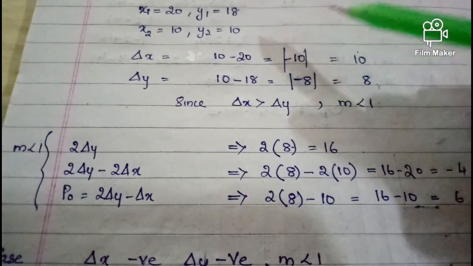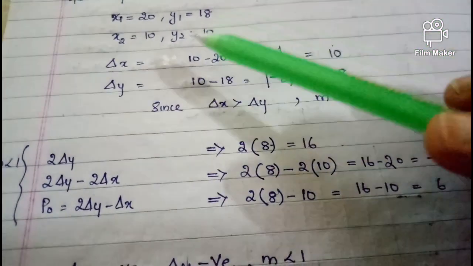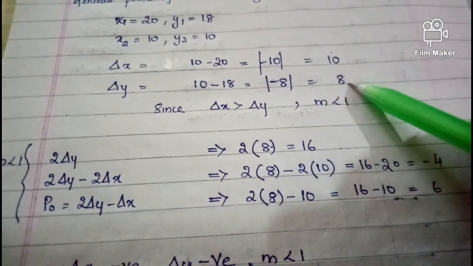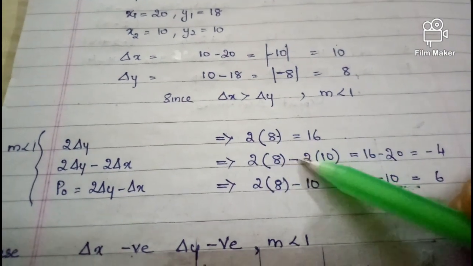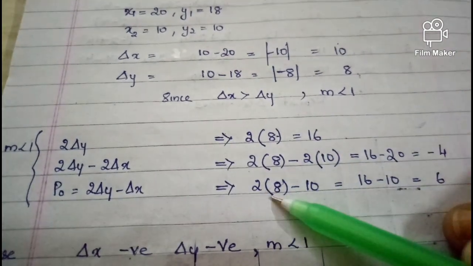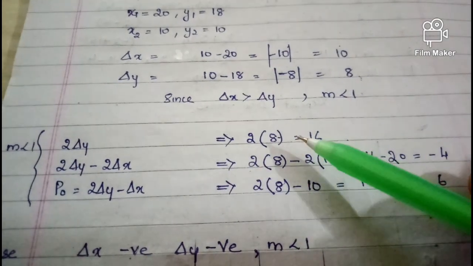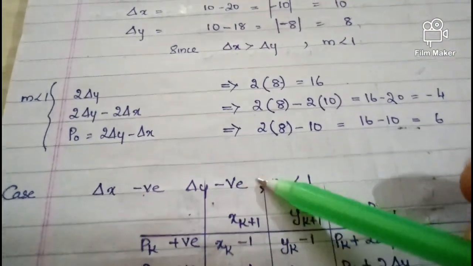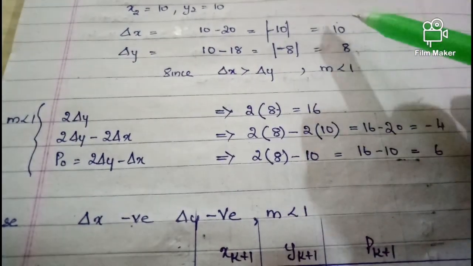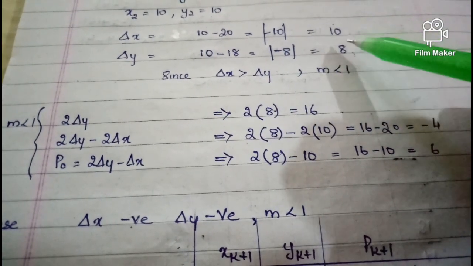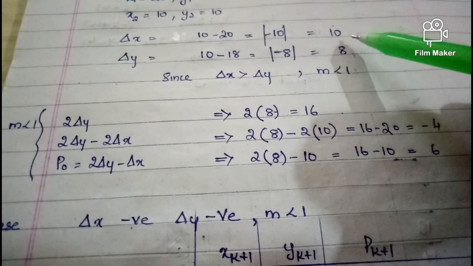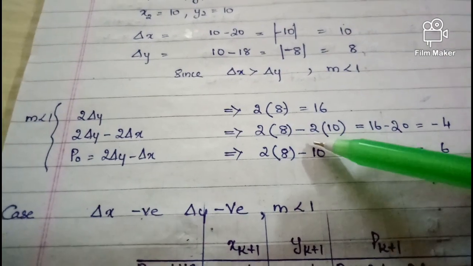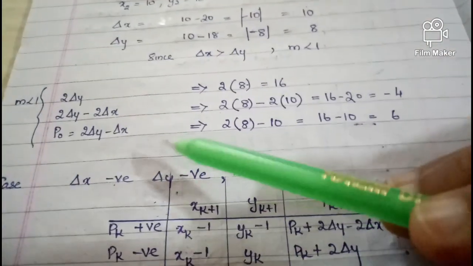One more thing. I have already told you that you have to obtain the modulus value and take the positive values. Only these positive values should be used for computing constant values and P0. Do not use the negative values for computations. Negative value is only taken for identifying the case. You have to only take the positive modulus value, the value obtained after taking modulus. Remember that point.